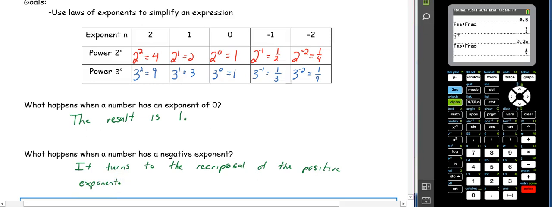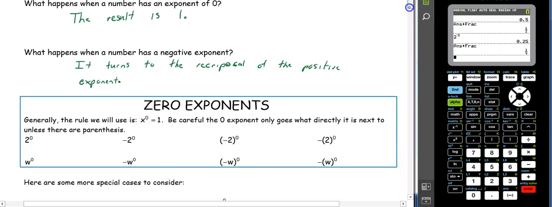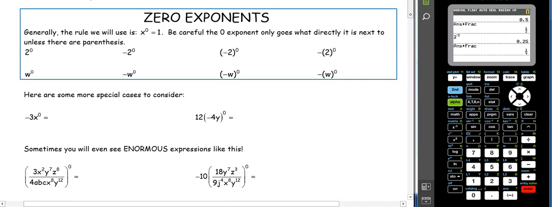So let's use those properties today to look at negative exponents and 0 exponents. First we're going to start with 0 exponents. The general rule is that anything to the 0 power, a variable or a number, is going to equal 1. But we have to be careful because the 0 exponent only goes with what is directly next to it unless there is a parenthesis.